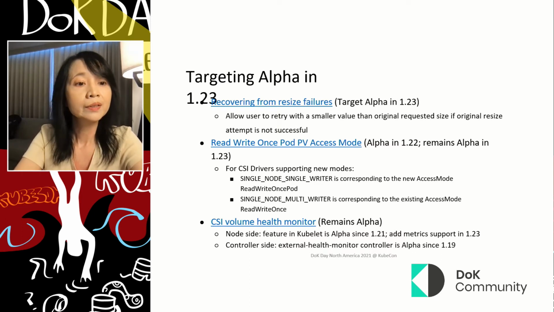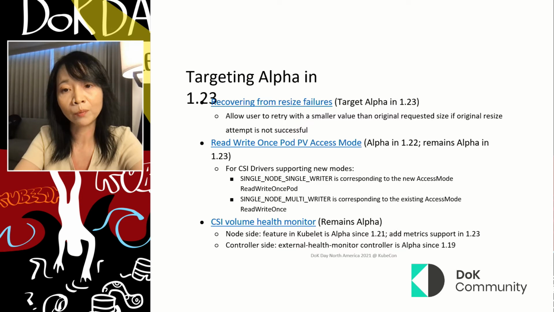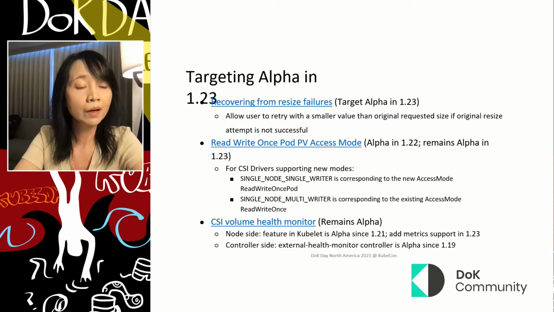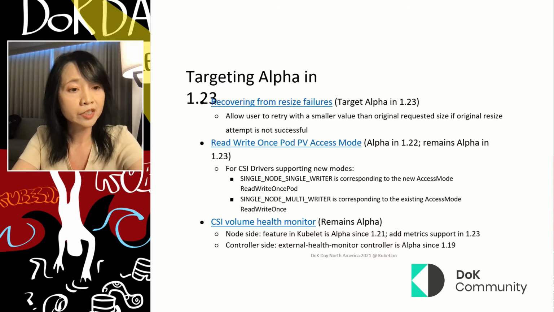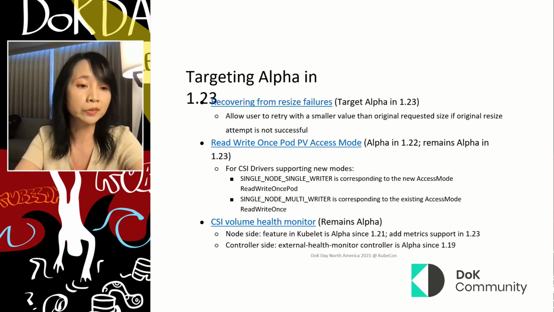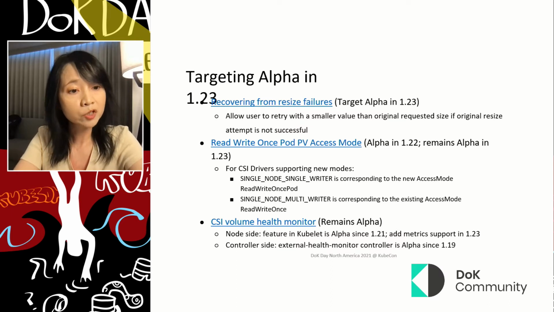Now I want to talk about a few features targeting alpha in the 1.23 release. The first one is recover from resize failure. This is one issue we're trying to fix for the volume expansion feature. If the storage system can't expand the volume to the requested size due to capacity constraints, currently there is no way to recover from this. There is a design proposal to address this issue by allowing the user to retry with a smaller value. This is targeting alpha in 1.23.